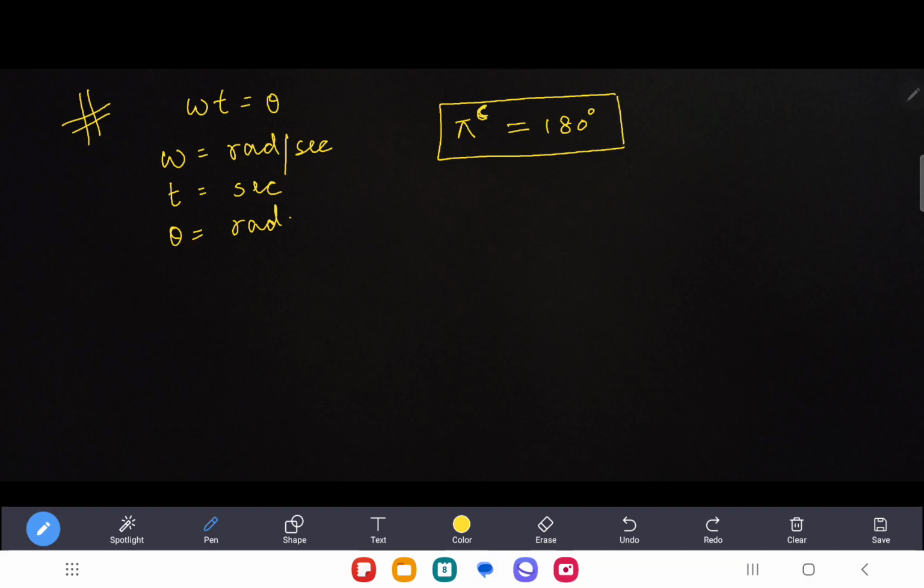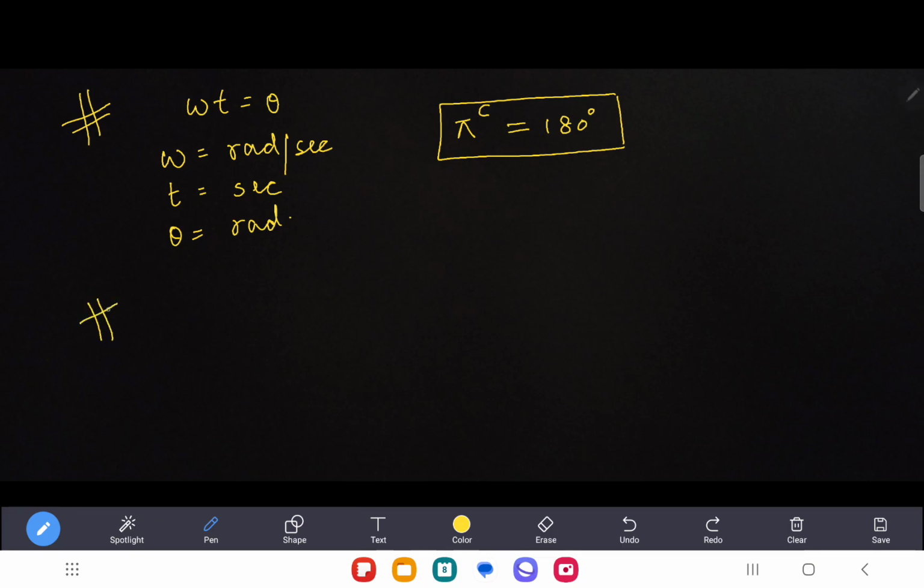So the next concept would be, omega times t would be theta. Unit of omega shall be radians per second. Unit of time would be seconds, and theta would be in radians. And the relation is pi radians is going to be 180 degrees. Understood or not? Okay, that is the concept. Any doubts? Okay, now just understand.